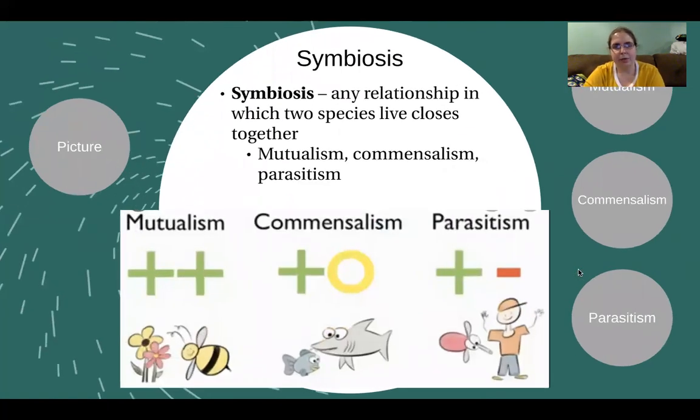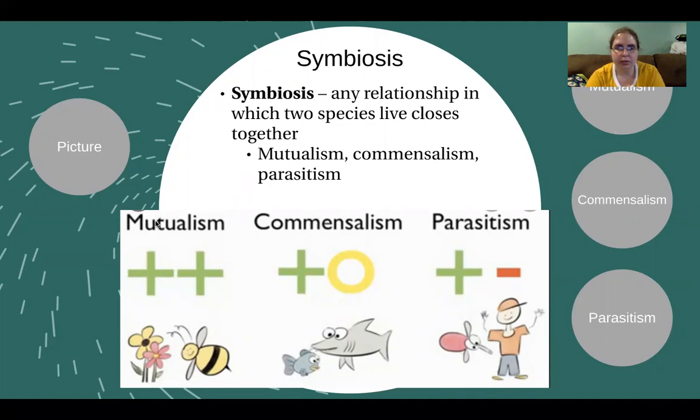All right, symbiosis. So symbiosis is when you have a relationship between two species and they're living in a very, very close relationship. Now in all symbiotic relationships, one organism, one species is going to benefit. What occurs with the other species is going to determine what kind of symbiotic relationship it is. We have 3 kinds of symbiotic relationship: mutualism, commensalism, and parasitism. So this picture here does a very good job of summarizing it.